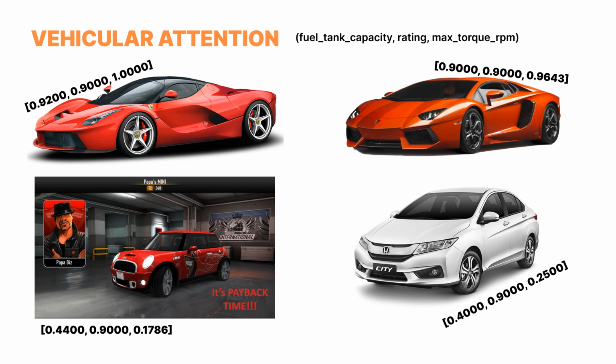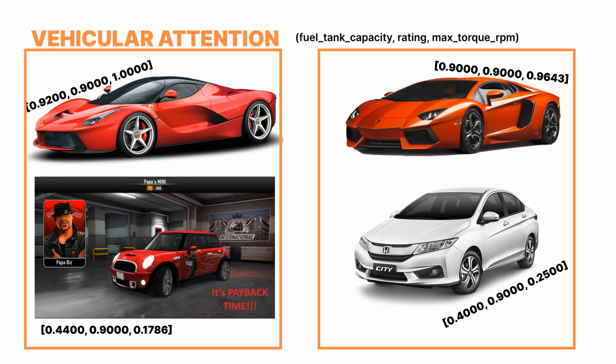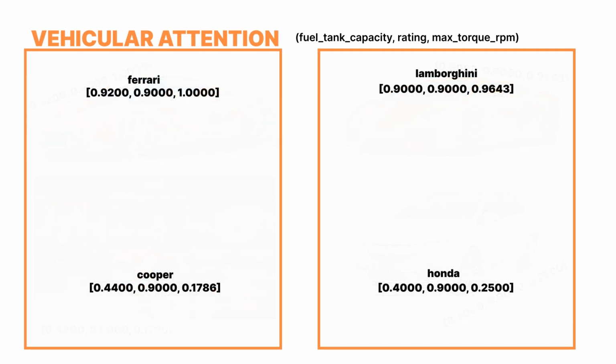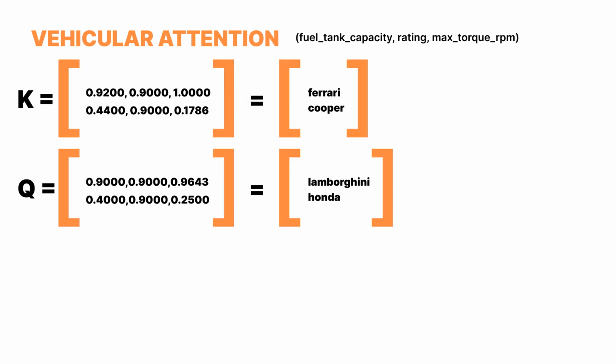Well, I guess now I want to pair these cars to form a sequence. So let's take one fast and one slow car and pair them up to form a sequence. So let's first pair a Ferrari and a Cooper, and then the Lamborghini with the Honda. Now let's take the Ferrari and Cooper pair as the keys to my fuzzy dictionary, denoted by the matrix K. And for the queries, let's take the Lamborghini and Honda pair, denoting it by the matrix Q.